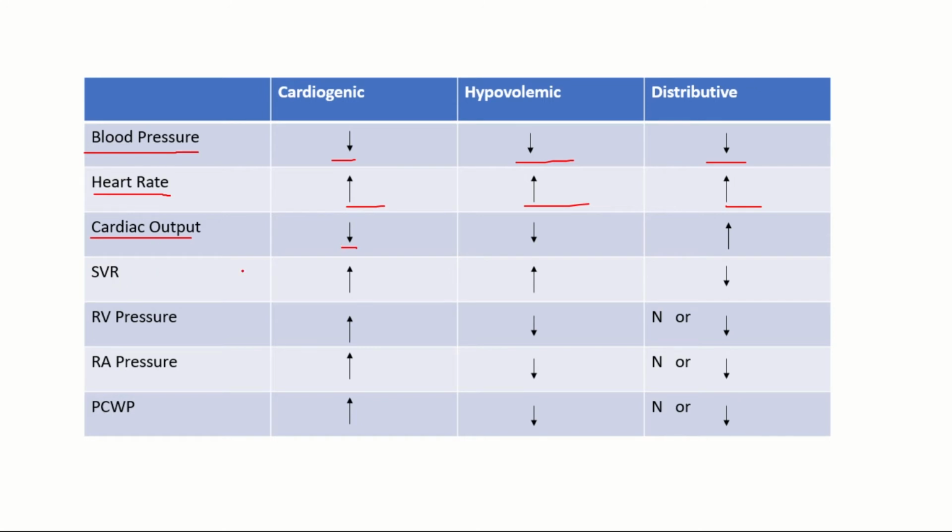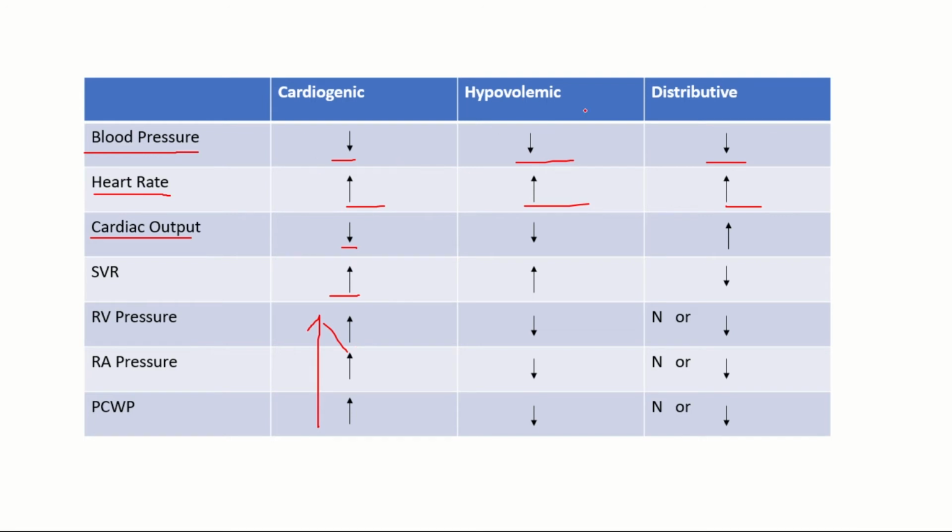And as a response to that, our sympathetic system is going to be activated. They are going to constrict the arteries, so the systemic vascular resistance is going to go high in the cardiogenic shock. And talking about the pressures, the blood remains in the ventricles and they're going to exert pressure there, so the pressure in the chambers of the heart is going to increase. So we have increase in the right ventricular pressure, increase in the right atrial pressure, and also the pulmonary capillary pressure are going to go up in the cardiogenic shock.